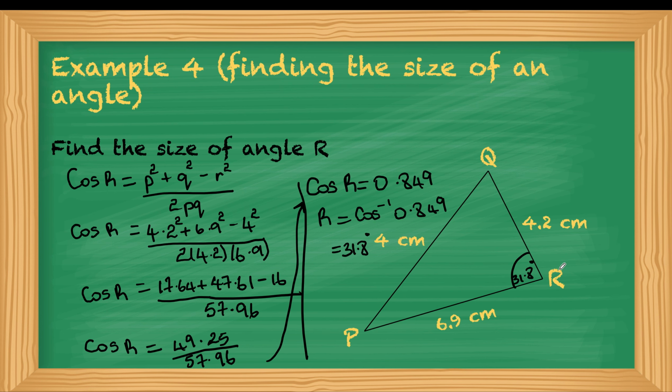So remember, for sine rule, we need matching sets. For cosine rule, to find the missing sides, all we need is two lengths and an included angle. And if we want to find the angle, we just need all three sides' measurements.